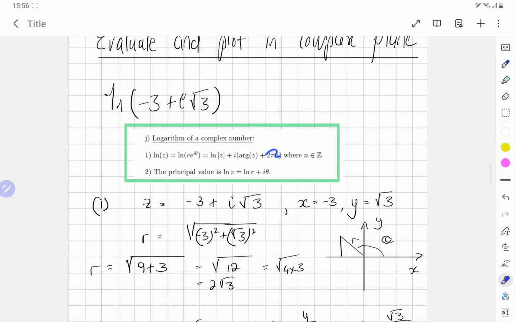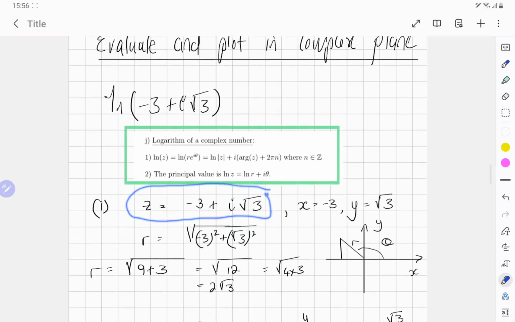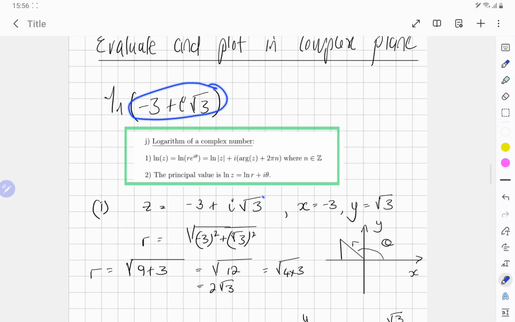So we are going to use the ln of a complex number, which will be this formula: ln of the modulus plus i times (arg z plus 2 pi n, or k). So the steps, what do you see immediately? We need the modulus, we need the argument. To get the modulus and the argument, recall now that this is your z.